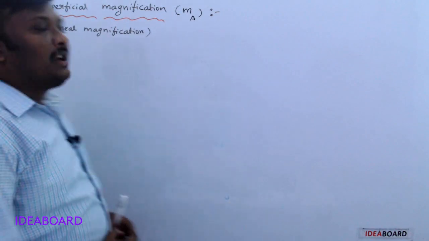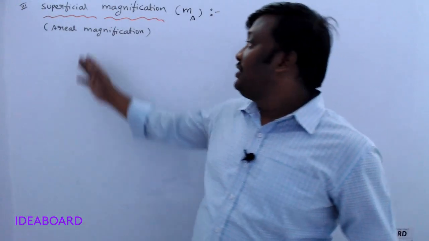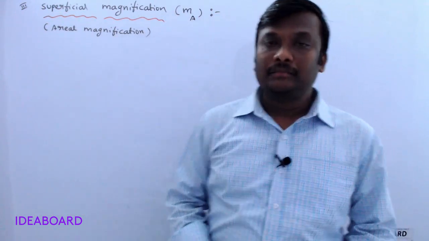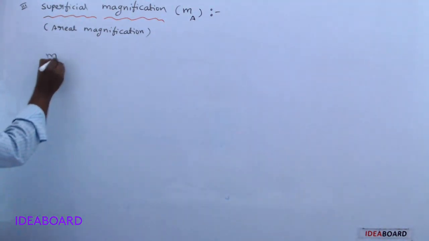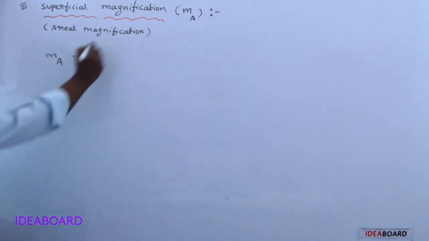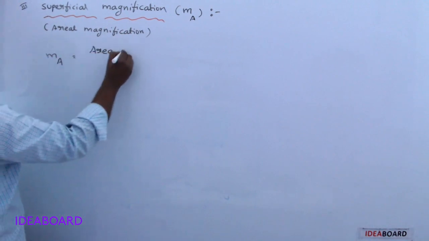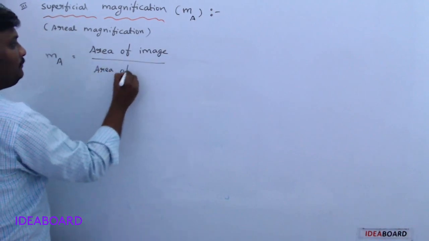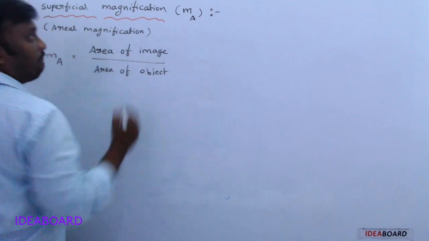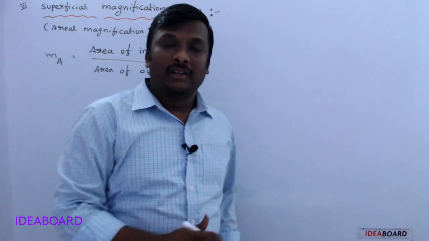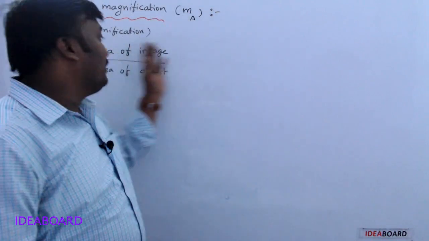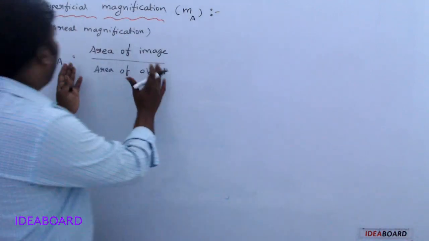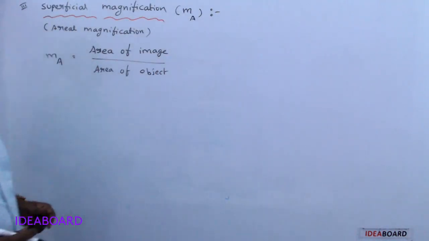Now the last one is superficial magnification, or aerial magnification. That's why the symbol is M with the prefix A. Its formula is MA equals area of image by area of object. Everything is the same here. M means image by object. Lateral means size of the image by size of the object. Longitudinal means width of the image by width of the object. Aerial magnification means area of the image by area of the object.